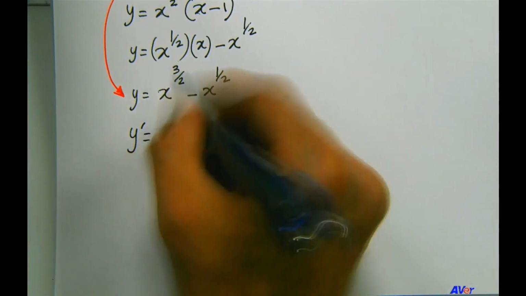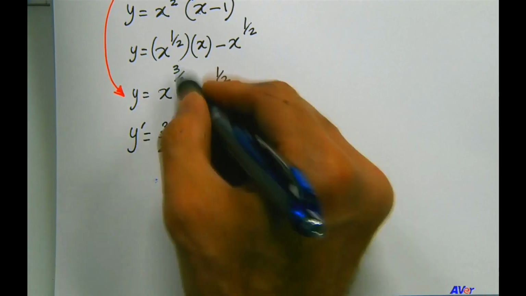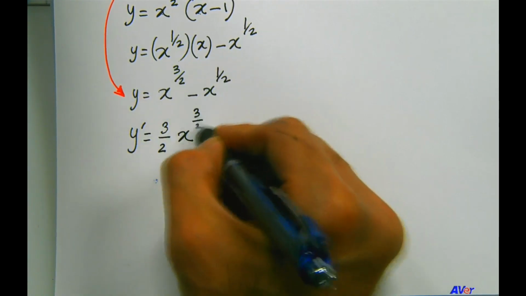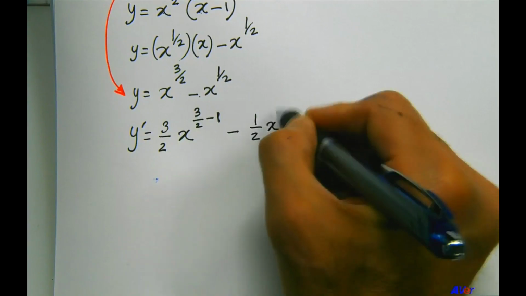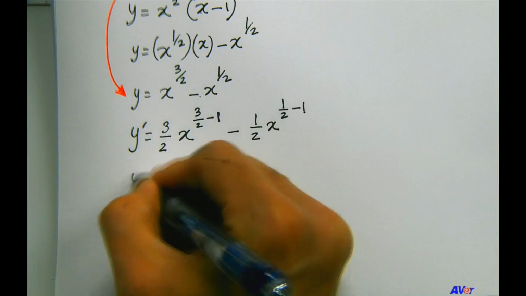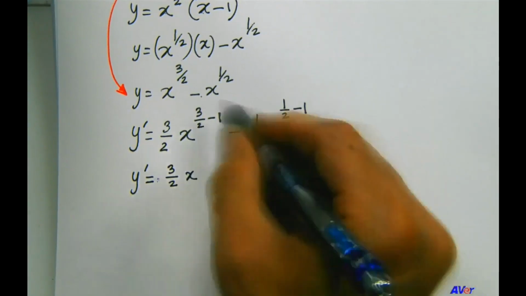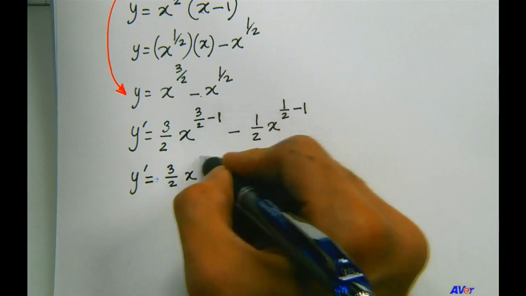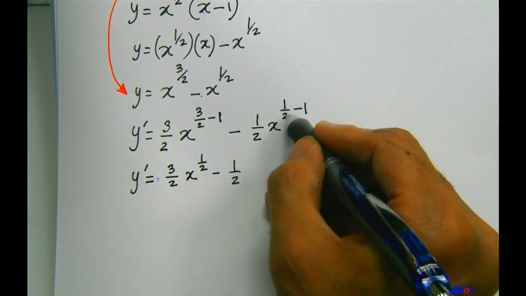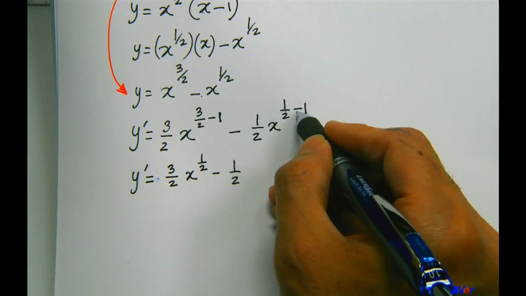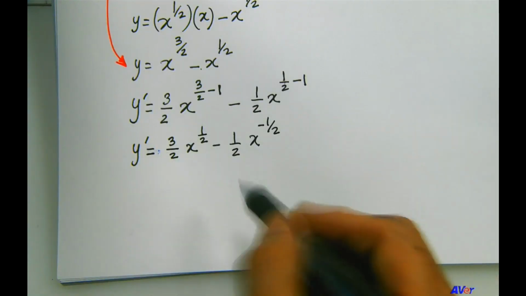So we have y prime. This power comes in front, 3/2 times x, and then the power is reduced by 1. Same thing here. So here we have 3/2 minus 1, which would give us 1/2. And minus 1/2 times x to the 1/2 minus 1, which would be minus 1/2, right? Minus 1/2.